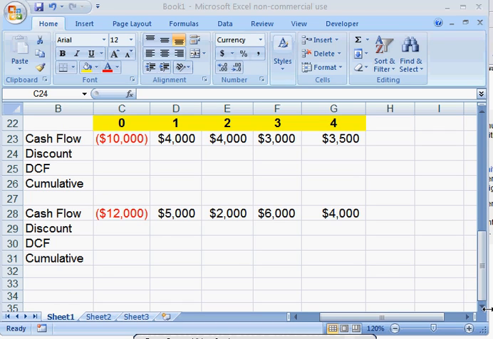Okay, so this is discounted payback. And we have the same sets of numbers for Project A and Project B. The difference is that now we need to discount the cash flows. And we're going to discount them at 10%.